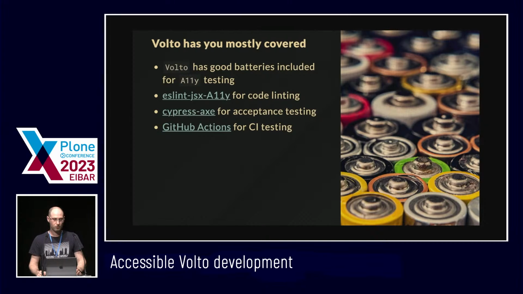Since we're talking about Volto, Volto mostly has us covered when it comes to having good batteries for accessibility testing. I'm going to mention just 3 items that are easily found. The ESLint JSX accessibility plugin for editors to use for code linting. Volto ships also with Cypress Axe, which allows us to use accessibility testing within our acceptance testing. And we can also take notice of how Volto is using GitHub Actions to run the accessibility testing in a continuous integration mode.